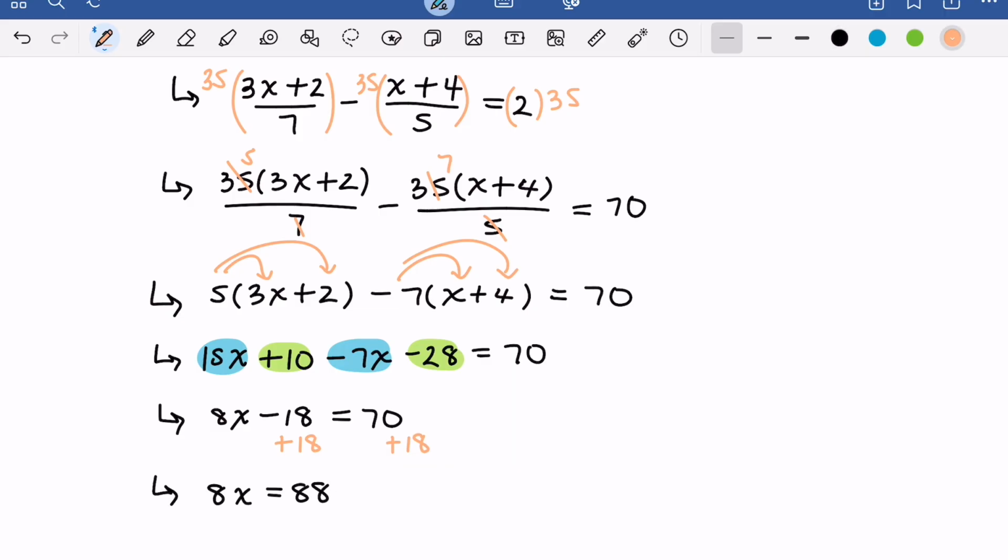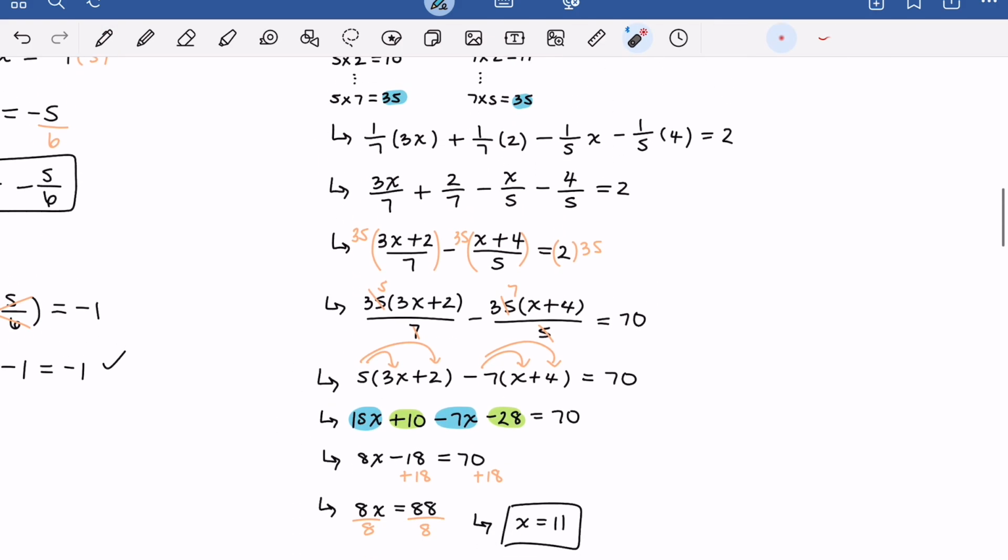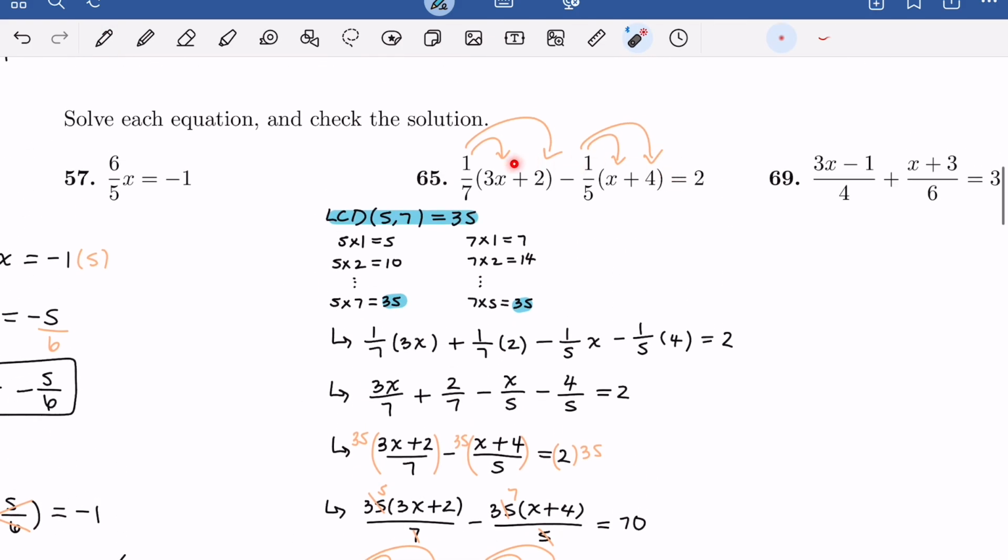And then our last step for isolating this variable is we're going to divide both sides of this by 8. Doing so, we're going to get that x is equal to 11. Now, in the interest of time, and since I'm running out of room here, I'm not going to check this solution, but make sure that you do. Just take this and plug it into our original equation here.